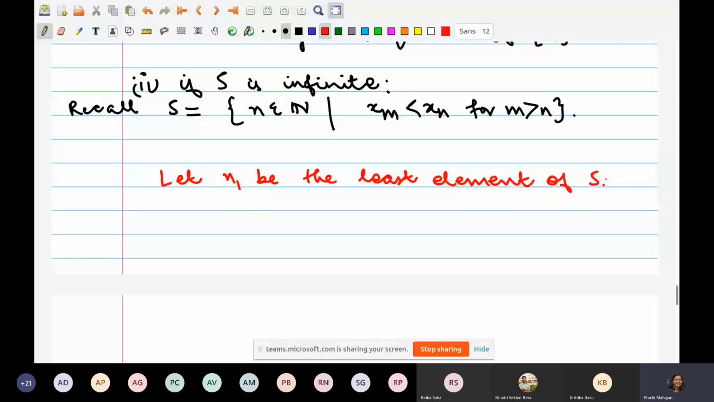This follows from, perhaps some of you have seen, the well ordering principle. It says that every infinite subset of natural numbers has a least element. So I'll write that down. Use the well ordering principle. Have you all heard about it? This was the very first reading assignment that was handed out to all of you.